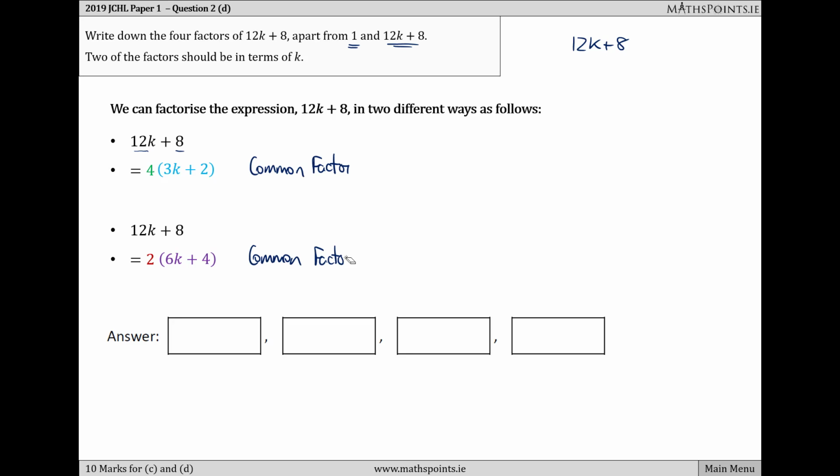And so what are the 4 other factors other than 1 and 12k plus 8? Well, we have the number 4, we have 3k plus 2 is a factor, we have 2 is a factor, and we have 6k plus 4. And again, they occur in pairs. 4 times 3k plus 2 would give us 12k plus 8, and 2 times 6k plus 4 would give us 12k plus 8.